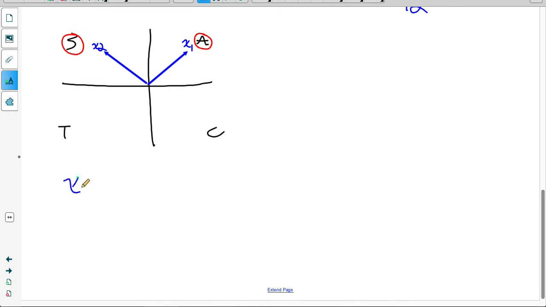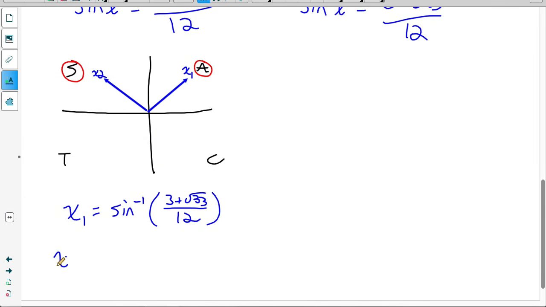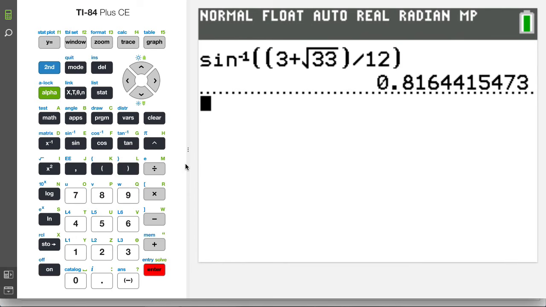So to get the first answer, I'm going to have to ask my calculator, what is inverse sine of that 3 plus root 33 over 12 ratio? And I know the calculator is going to give me the first answer because it always gives me the smaller angle if possible. So x1 is going to be about, let's ask our calculator. So my calculator told me the inverse sine of that ratio was about 0.82.